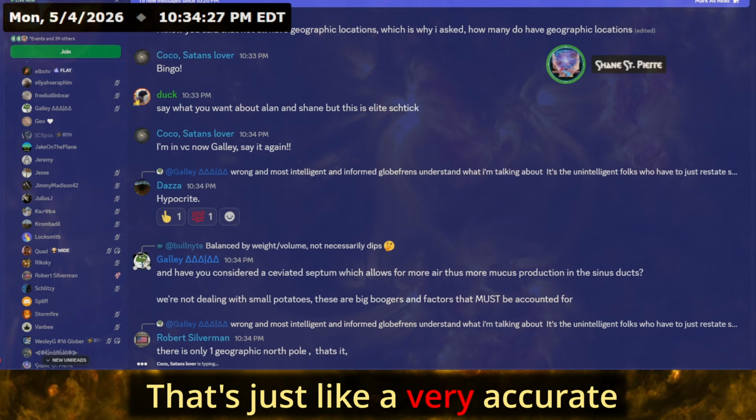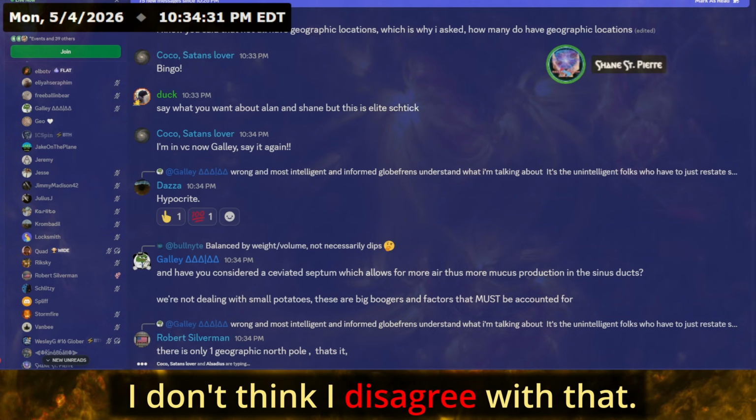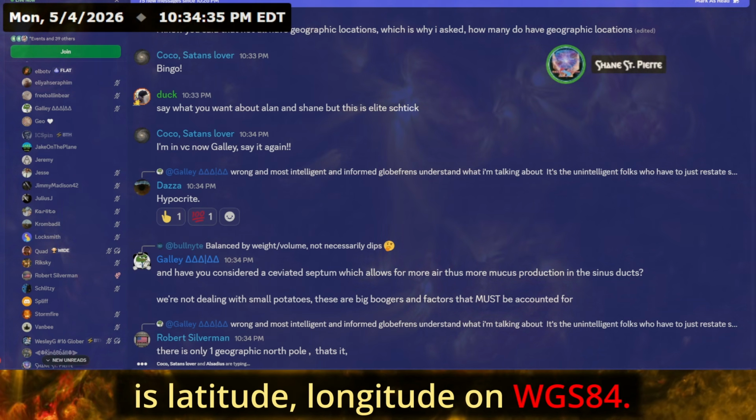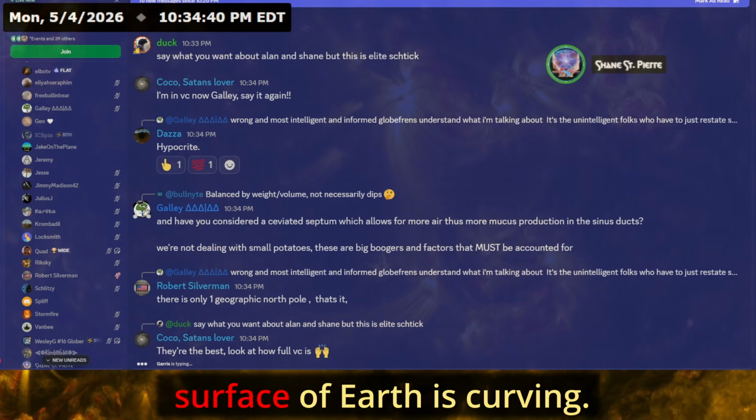That's just a very accurate conceptual model based on the observations that we have. I don't think I disagree with that. But what's determining distances is latitude, longitude on WGS84. That's the two-layered model that they're using. It doesn't actually mean the surface of Earth is curving.